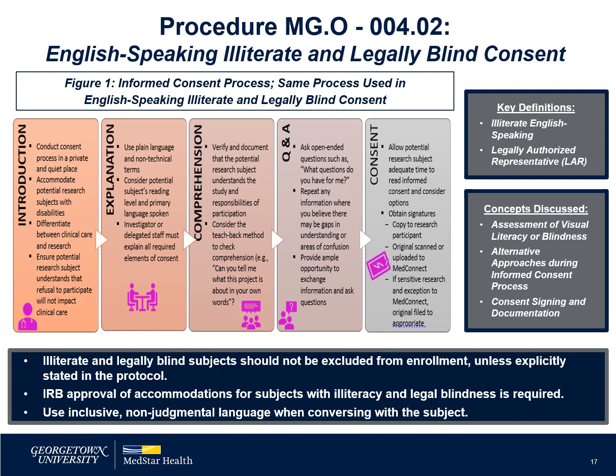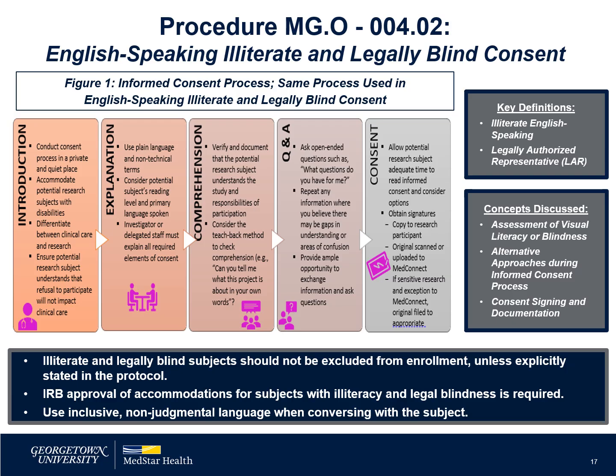In summary, illiterate and legally blind subjects should not be excluded from enrollment unless explicitly stated in the protocol. The informed consent process steps are the same as discussed in Procedure MG-O-401. IRB approval of accommodations for legally blind and English-speaking illiterate subjects is required. Be sure to converse with the subject using inclusive, non-judgmental language and approaches throughout the informed consent process.